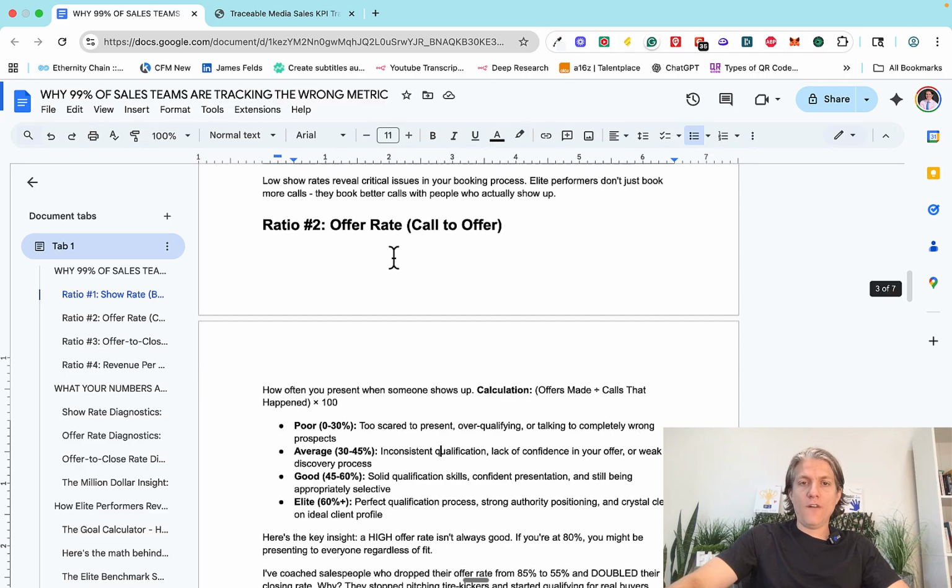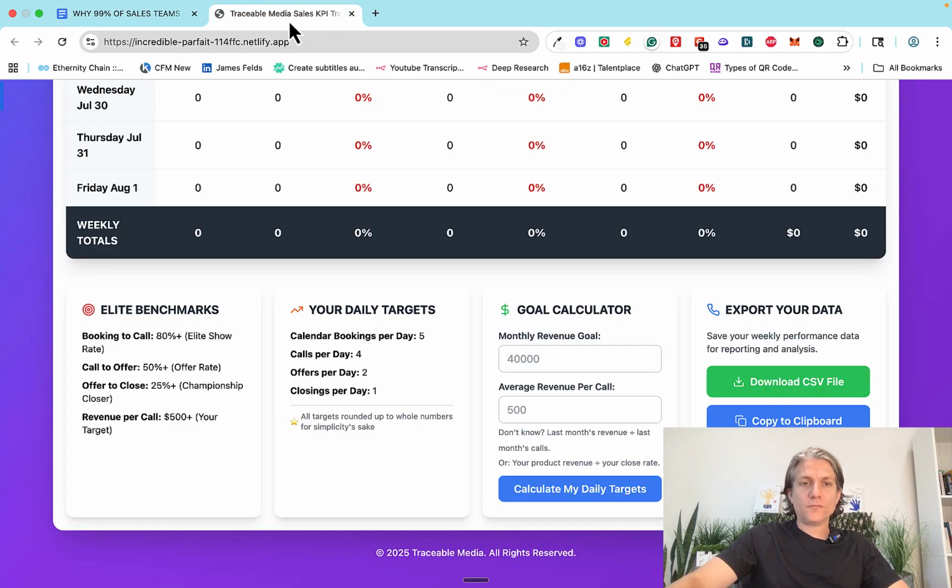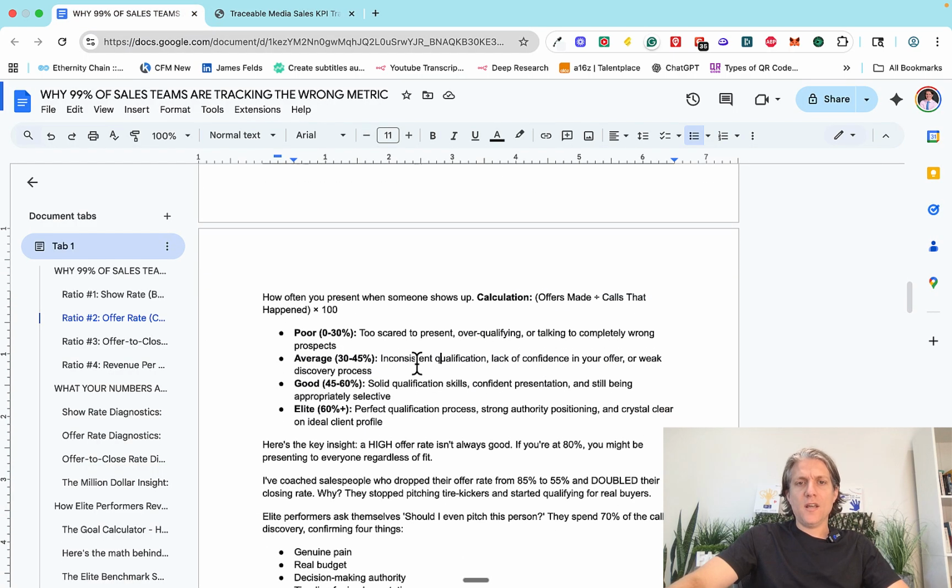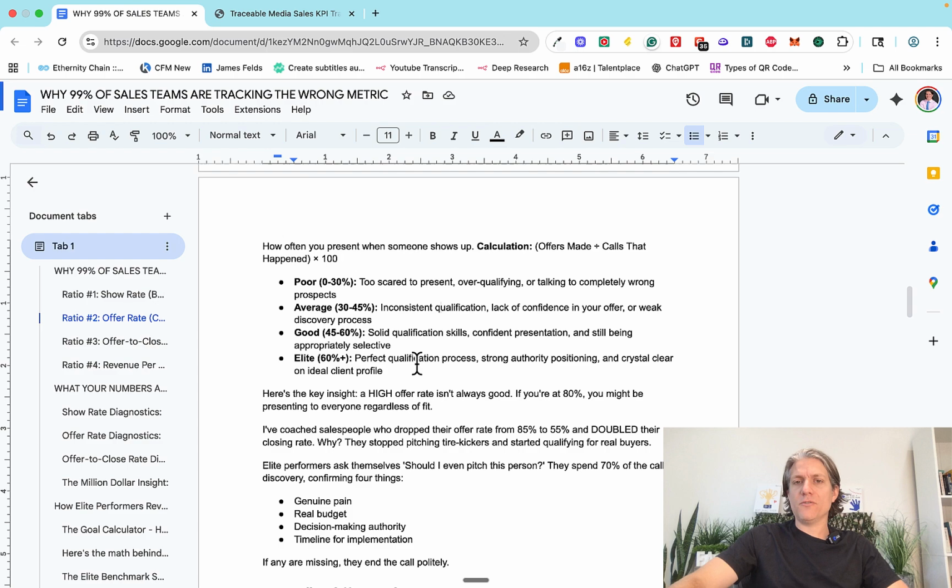All right, offer rate, or called offer rate. Here it is: how often do you present when someone shows up? The calculation is offers made divided by calls that happen, multiplied by 100. We're going to go over poor, average, good, and elite. Poor, 0 to 30%: maybe you're too scared to present, overqualifying, or talking to completely wrong prospects.